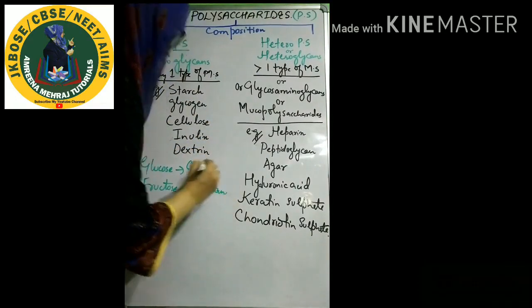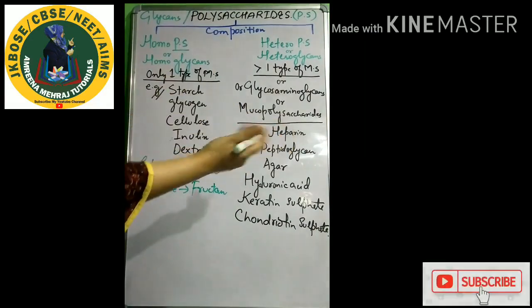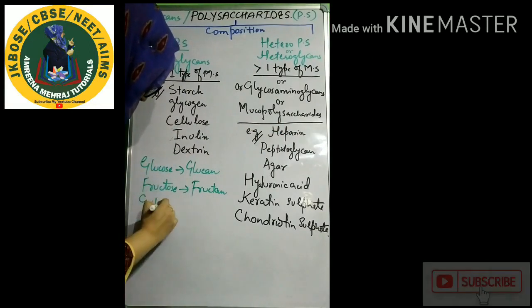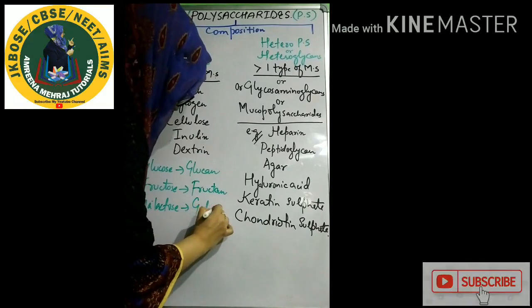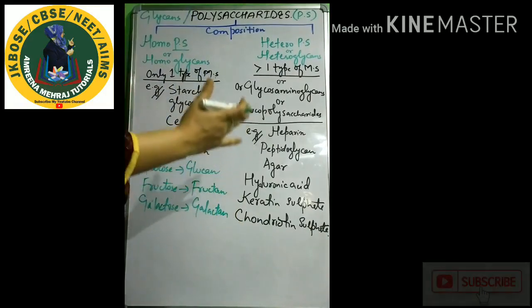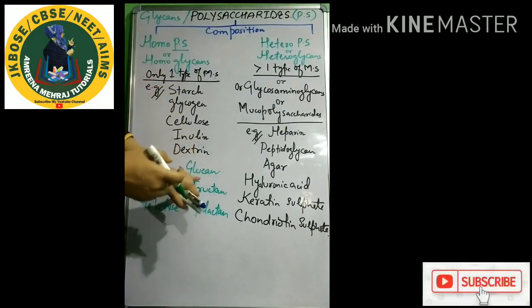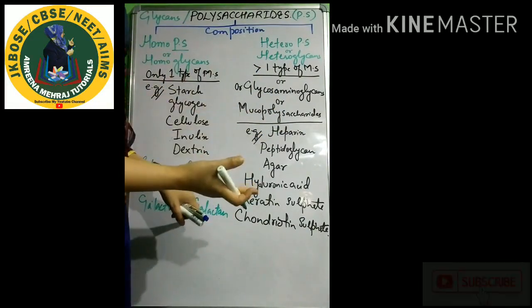Fructan. If it's made up of only galactose, then you will call it a galactan. Okay, so these are the ways in which you can get this information about homopolysaccharides. Homopolysaccharides could be glucans, they could be fructans, they could be galactans.